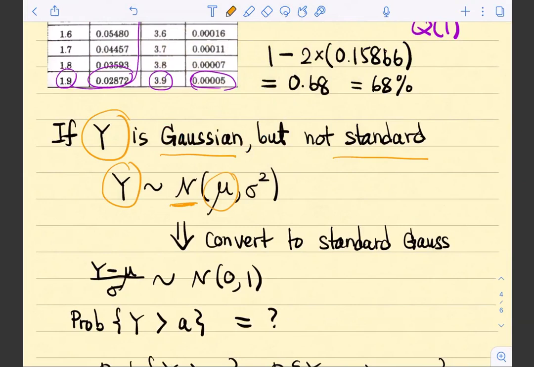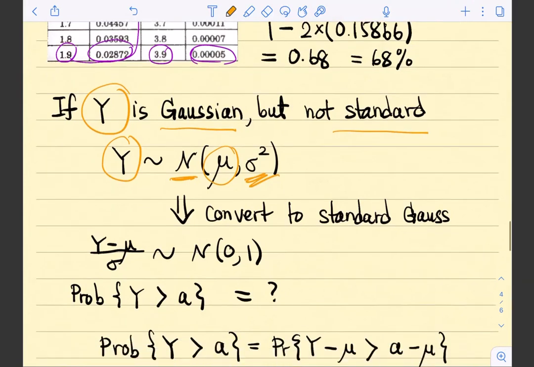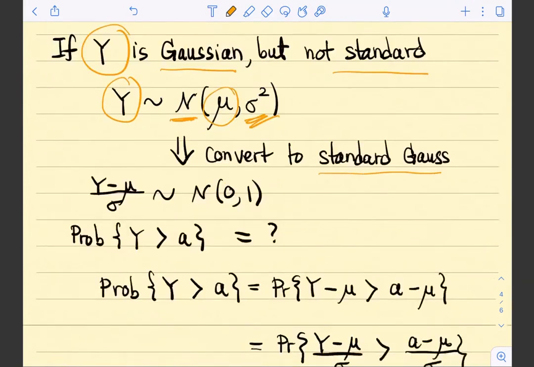So mu is a constant, could be negative, could be positive, but it's not equal to 0. The variance is not 1. It's some other number, so this is positive, sigma squared. Well, you can always convert this into a standard Gaussian, which is mean 0, variance 1. How do you do that?